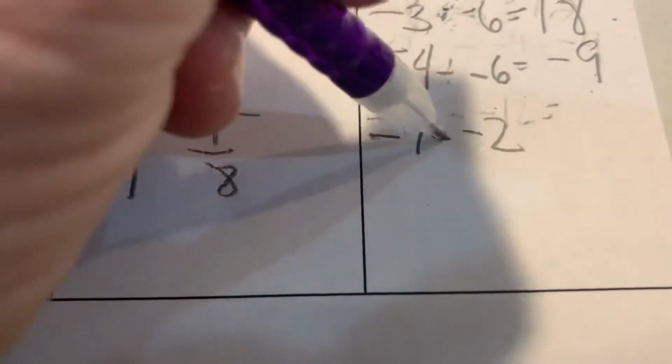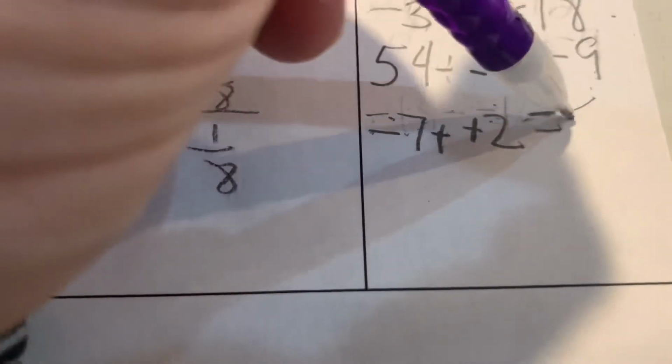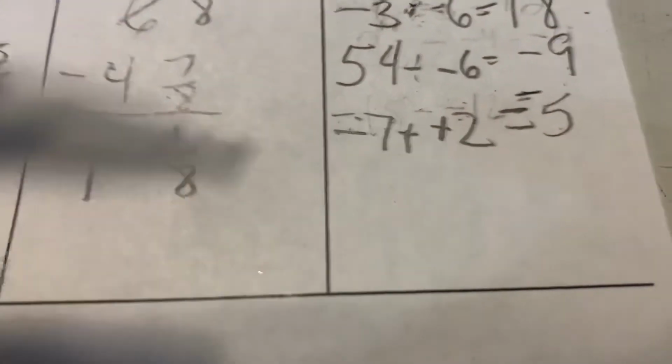Negative 7 minus a negative 2. Keep, change, change. You have a negative 7 plus 2. You have different signs, so you take the difference between 7 and 2 and you get 5. You have more negatives than positives, so your answer is negative. So your answer should be negative 5.